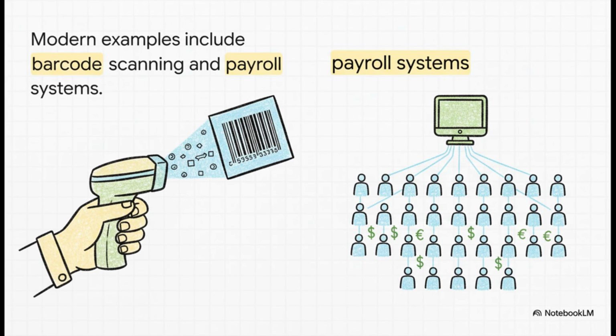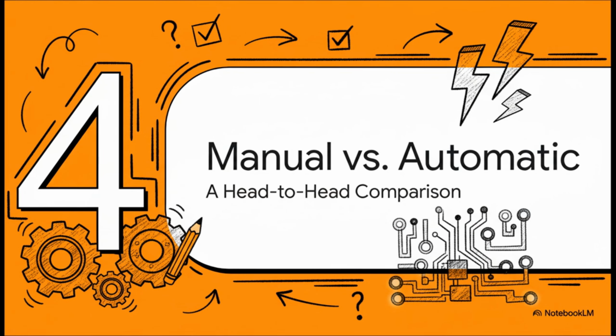And you see this stuff everywhere. Think about the barcode scanner at the supermarket. That beep is automatic processing in action. It's instantly grabbing the product info, the price, and even telling the back room they're one item lower in stock. Or think about a big company's payroll system. Can you imagine doing that by hand for thousands of people? No way.